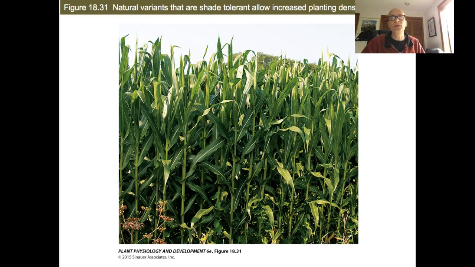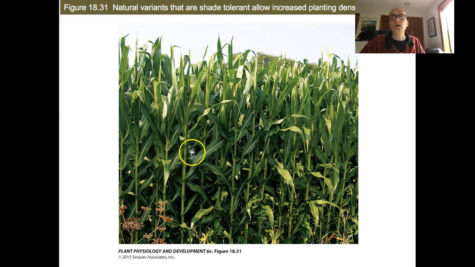And then at the end of the lecture, I just wanted to show you, because this is in your book, and it's an interesting aspect, agriculturally speaking, of why it's so important to study shade avoidance responses. So if you look at these corn plants that are very densely planted, normal plants that are not highly modified through breeding by agriculturalists and horticulturists would not really appreciate this kind of dense planting. So they would show the shade avoidance response, become long and spindly, and they would just keep growing and growing. But natural variants that are shade tolerant allow much higher density planting.